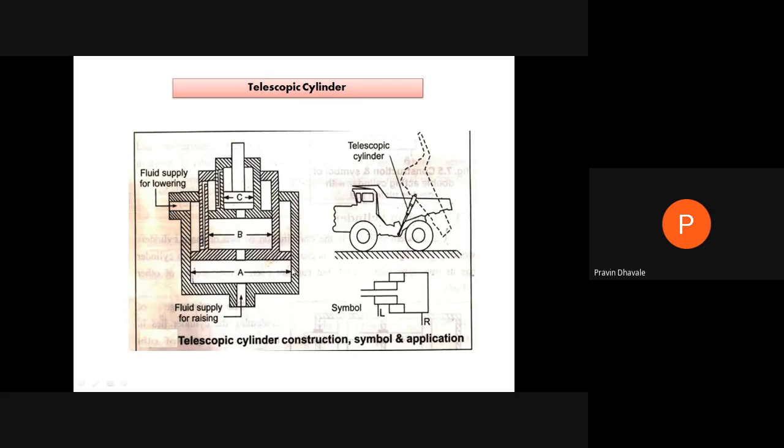It consists of more than one cylinder arrangement, right?